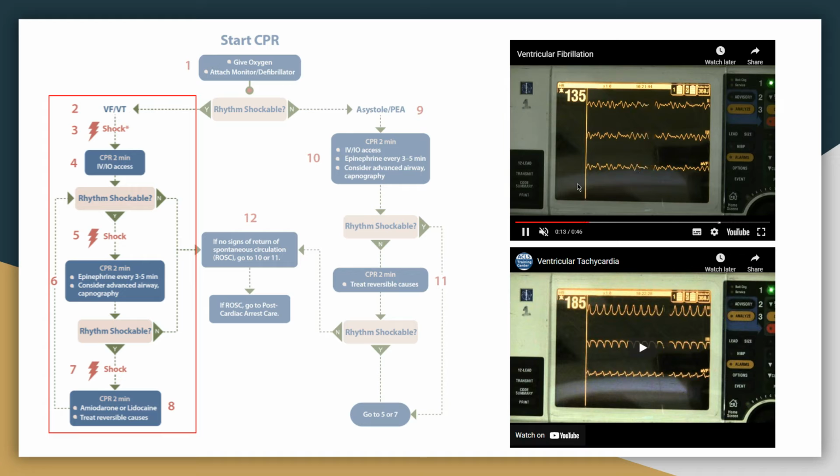Notice the irregular and unformed QRS complexes. You don't see a very clear P wave. It's very unformed QRS complexes, as I've said.